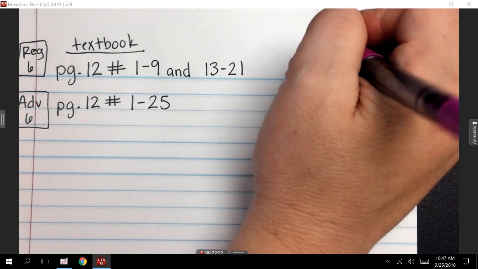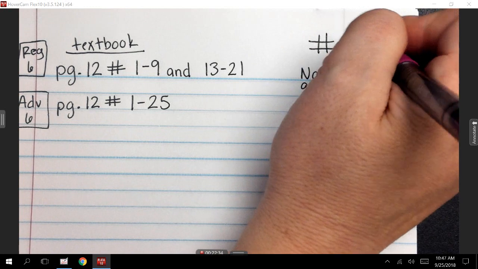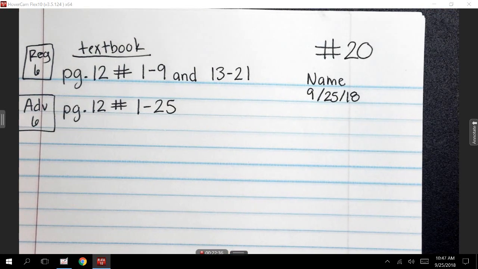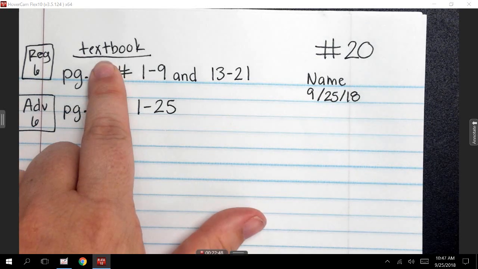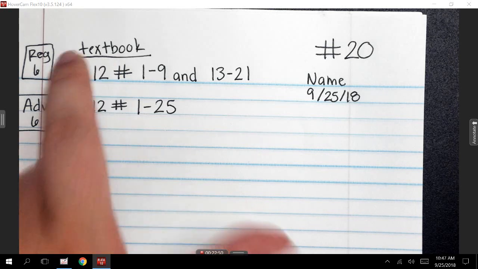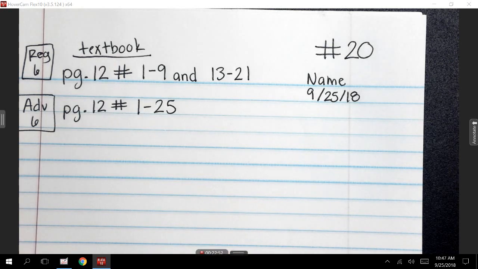9/25/18. In our binder, this will be number 20. Okay? So I'm going to leave that up there while you get that written out. I'm going to pass out a copy of that book page. Do you get to take this home with you? No, because at your house you have a textbook. This is just to use while you're in class, so get that copy down.